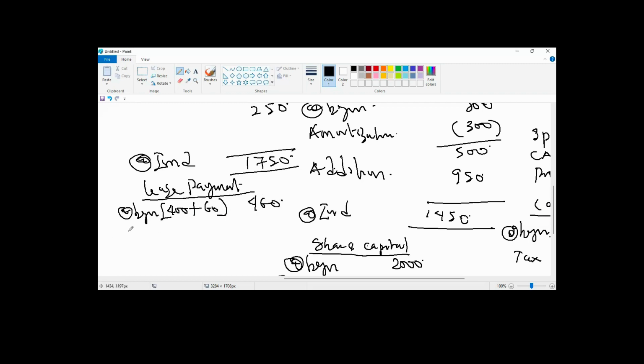I will go to the one in the additional information, lease finance. What is the lease finance for the year in additional information? 280. I will add 280. 460 plus 280 gives 740.